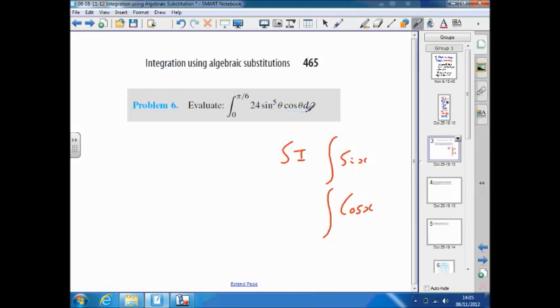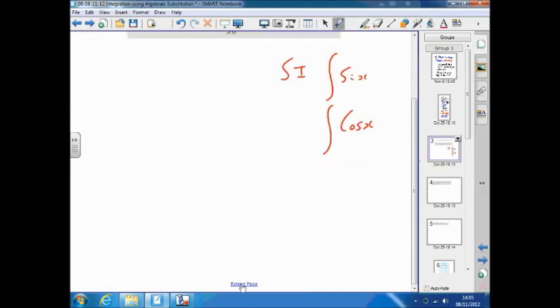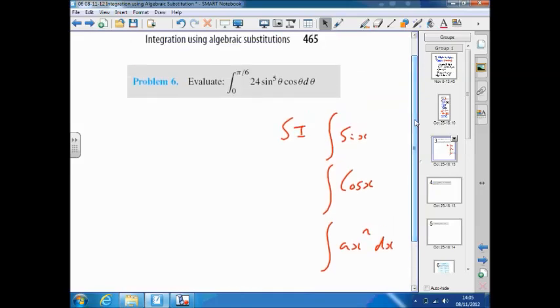So what do I let u equal? I let u equal sine theta, so that I've got u to the 5, and I can integrate u to the 5, because it's a standard integral. The integral of ax to the n is another standard integral with respect to x. So the substitution we make is u equals sine theta.